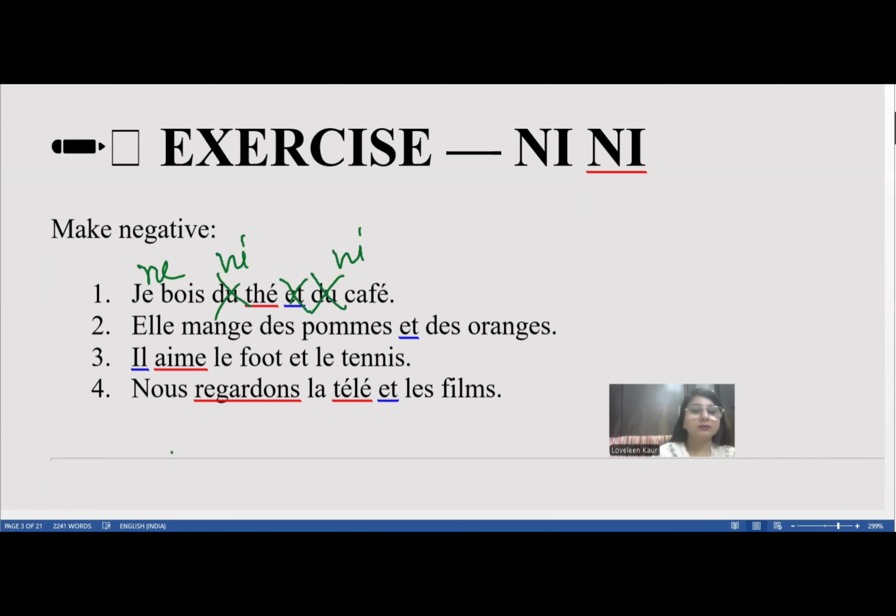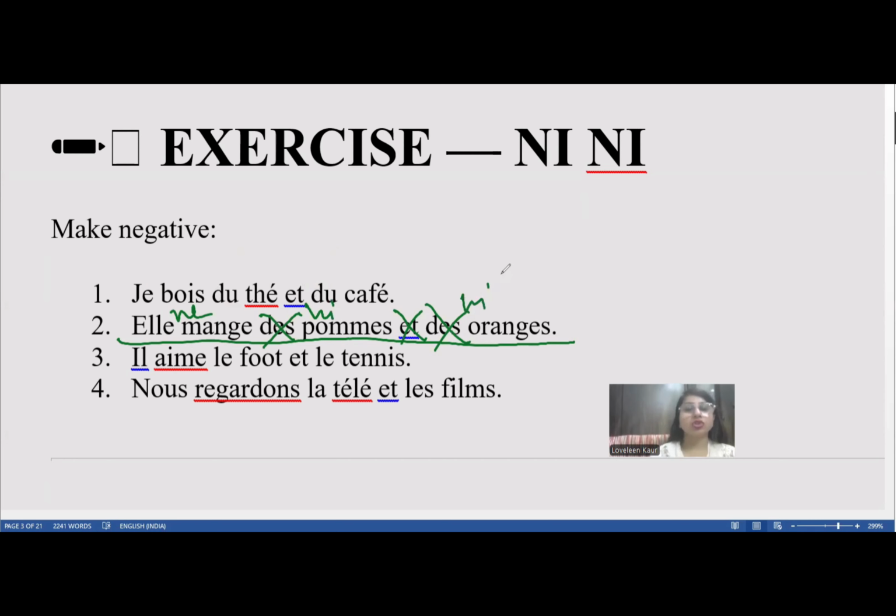That's it, it's done. Right? Elle mange des pommes et des oranges. Again, we'll remove des, et, and we'll put ne before the verb mange, ni before pomme, ni before orange. So it is elle ne mange ni pomme ni orange. I neither eat apples nor bananas, nor oranges. Actually, it's too late. So that's why. And I'm still making videos for you people.